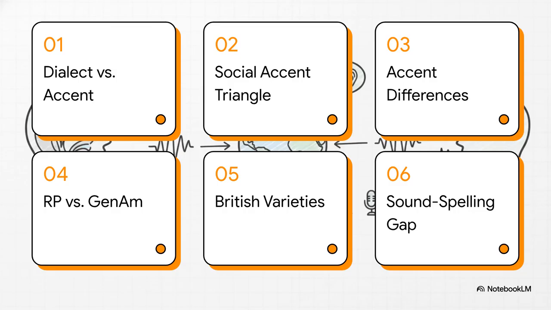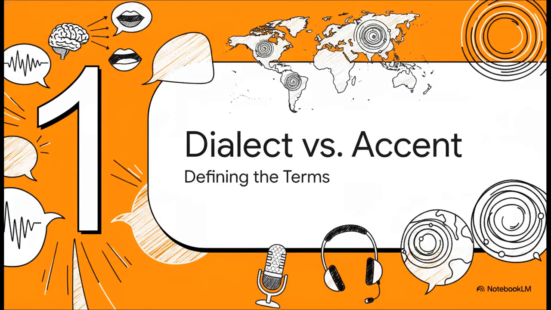Here is our roadmap. We'll cover dialect versus accents, the social accent triangle, how accents actually differ, RP versus General American, regional British varieties, and we'll wrap up with the sound spelling disconnect. Section 1. Dialect versus accent.